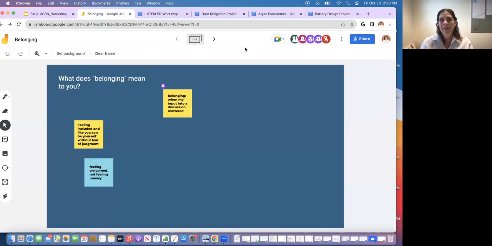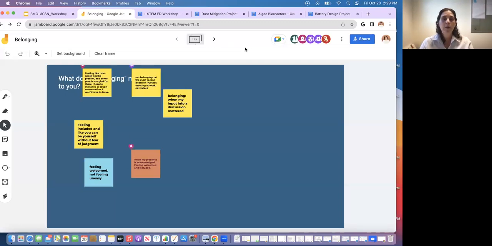Yeah, belonging definitely has a lot of different meanings for people, and even in specific contexts. You can feel completely at home and as if you belong in one place and very much feel like you don't in another. And I think it's important to acknowledge that that can shift, especially when we're thinking about the environments that we create and the values that we communicate to our students.